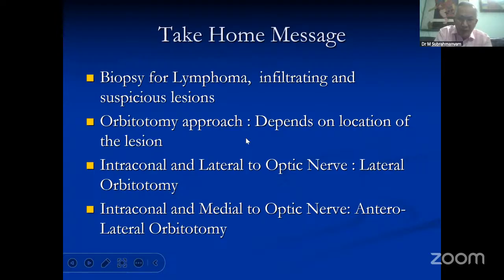The orbitotomy approach depends on the location of the lesion. If it is intraconal, separate from the optic nerve and lateral to the optic nerve, we do the lateral orbitotomy. For me, the approaches are Reese-Berke and the superior eyebrow incision of Harris. If intraconal and medial to the optic nerve, I will do an anterolateral orbitotomy.